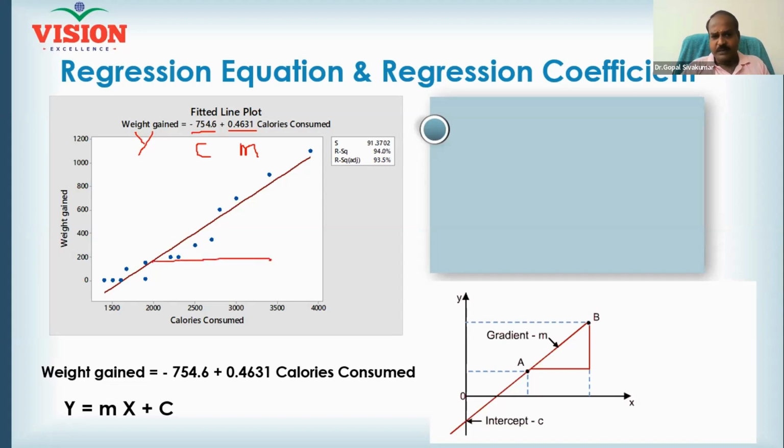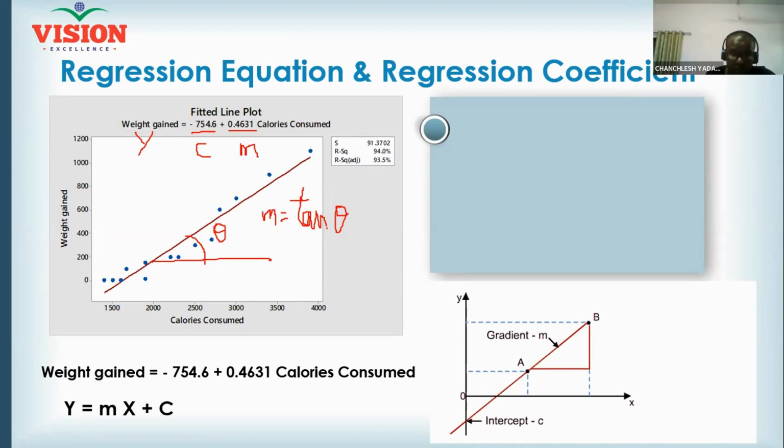Can I take a protractor and measure this angle? Yes, possible. After measuring the angle, can I take the tangent of the angle? Tan theta. When I take tan theta, m will be obtained. You can try. All that is required is just the line. You draw the slope, I mean, you draw the line, use your protractor, measure the angle, and m equals tan theta.